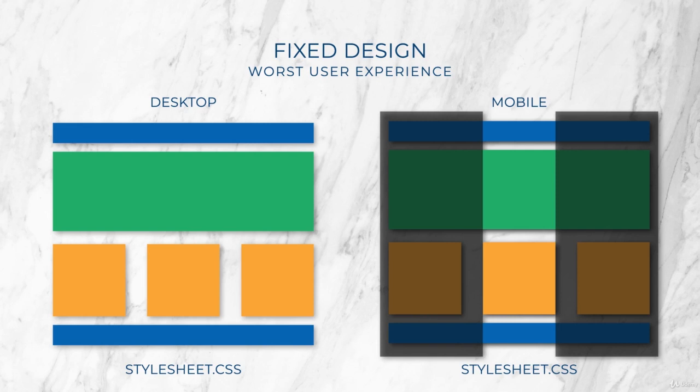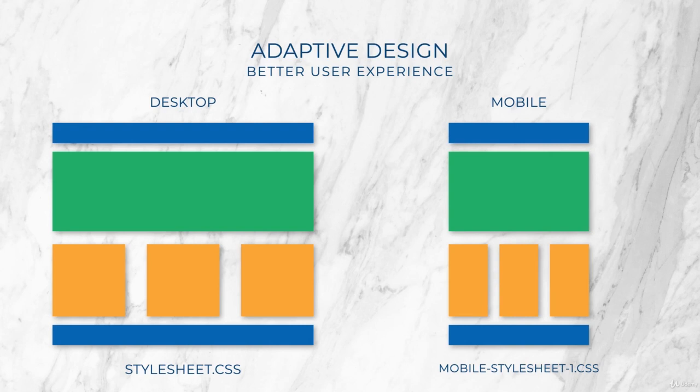This was improved upon by adaptive design. If you look at the very bottom here, you see that we have stylesheet.css under our desktop application, but on the mobile application, we have mobile-stylesheet-1.css. You may have noticed this before while you're using the internet. If you're on your phone and you go to a site and it says like m.facebook.com or m.google.com, that means the mobile version of that website. And they're actually serving up a different version of the site with different styles tailored to those specific devices.